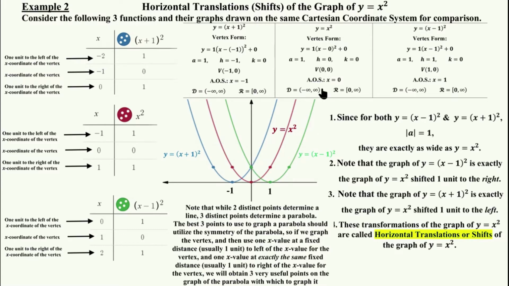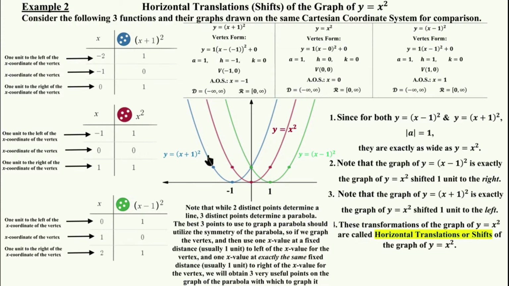Notice that in both cases, a is 1. Actually, in all 3 cases, a is 1. So notice how they're exactly the same width. There's no change in width. What is going to change is the location of the vertex, and that's the only thing that's changing here. Imagine the red graph being made of wire. You're just either grabbing it, pulling it to the left, or pulling it to the right. That's all you're doing.